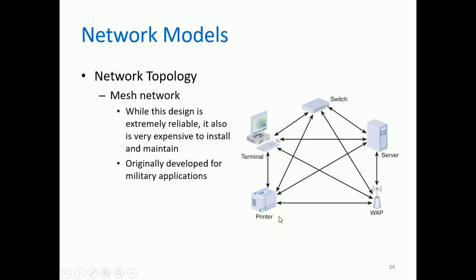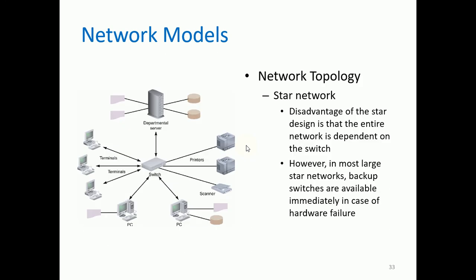What if, for example, you have 100 resources or devices? It means each device can be connected to 99 devices in dedicated lines. So it's very difficult and expensive to maintain. It was originally developed for military operations. What is commonly used is the star network, because we're using switches.